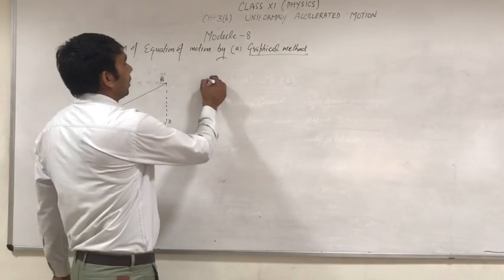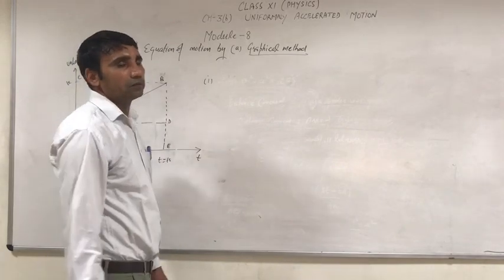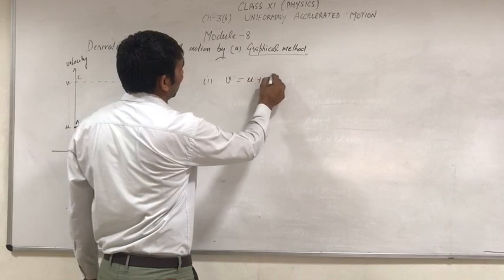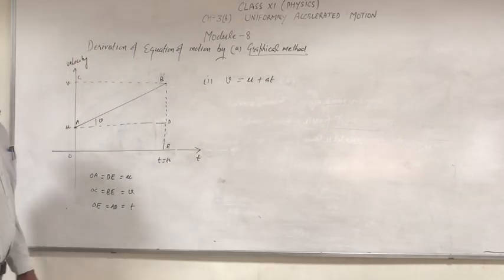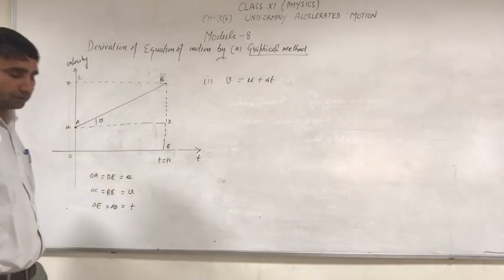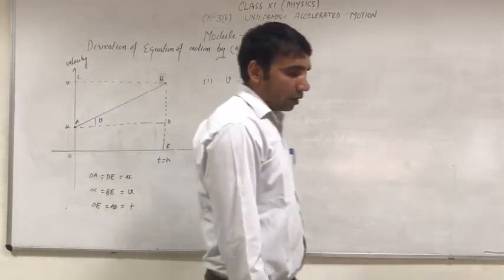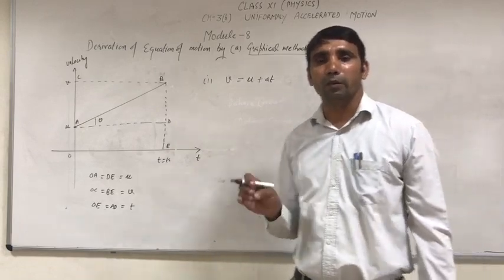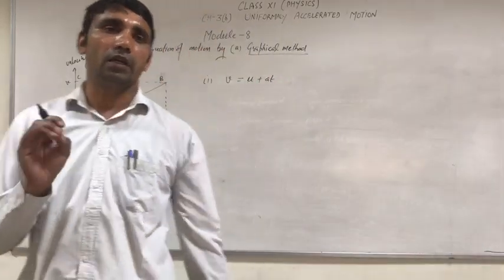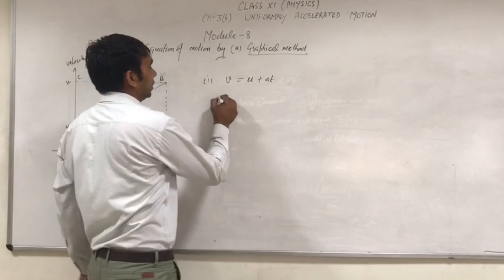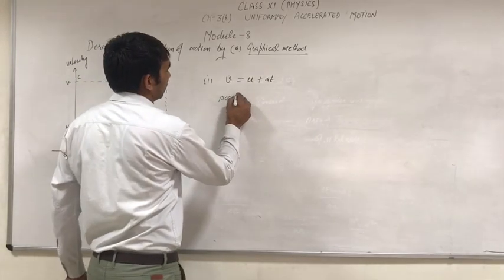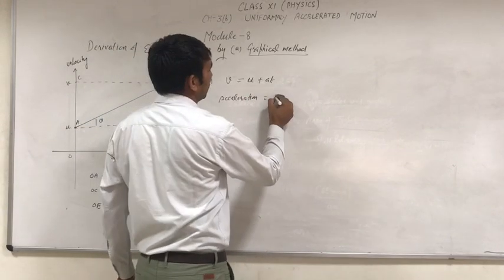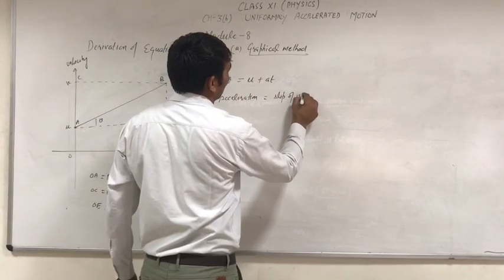Now, first of all, we will derive the equations of motion. The first equation of motion, v equals u plus at, by graphical method. As we know, the acceleration of an object is equal to the slope of the velocity-time graph in the given time interval.